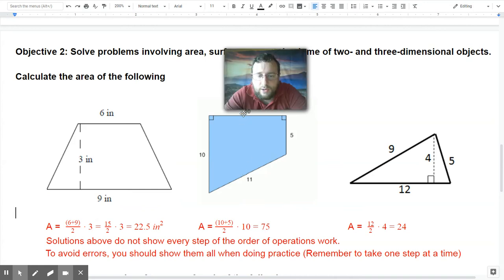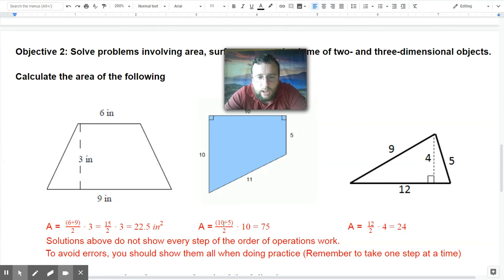Over here, the bases cannot be 10 and 11, right? It's not always the ones vertically. It's the ones that are parallel. And these two lines here aren't parallel. So you're going to use the 10 and the 5. 10 plus 5 divided by 2. And then the height will be the line that connects them, right? So this connects them, but it's not a right angle. So I should say the height makes a right angle with the bases and connects them, right?